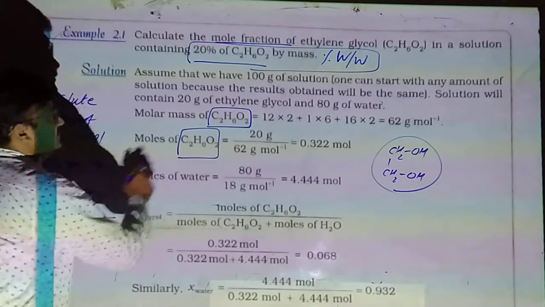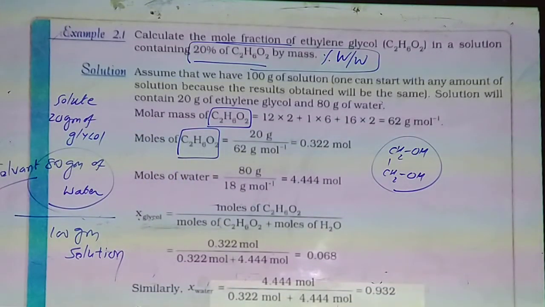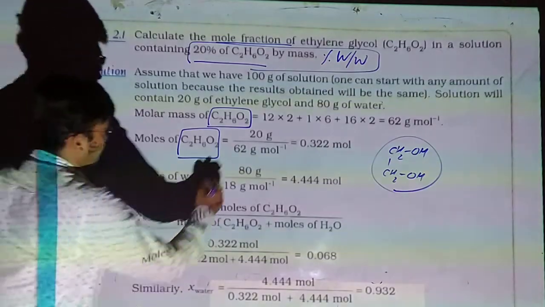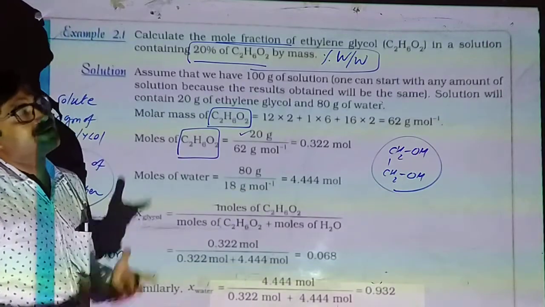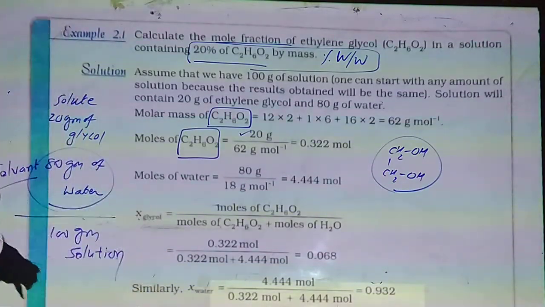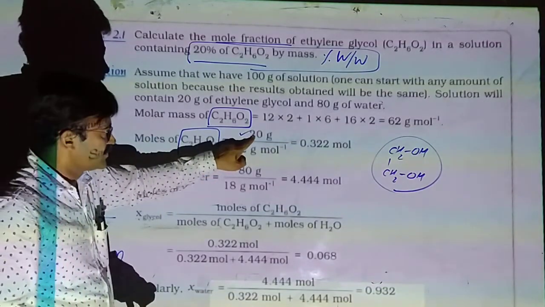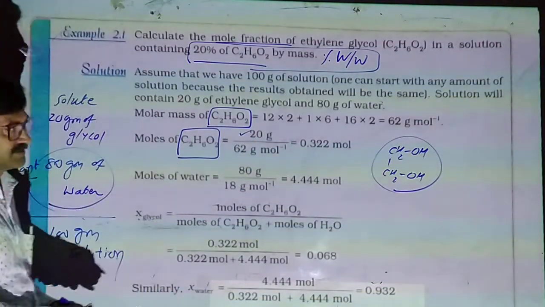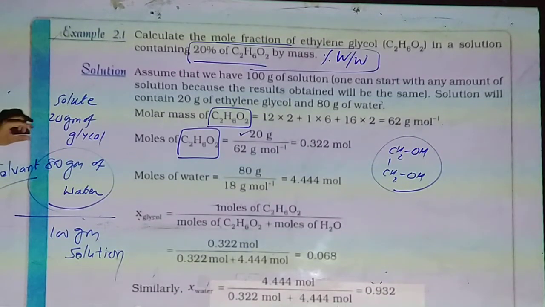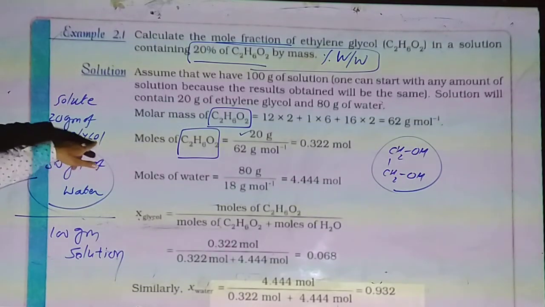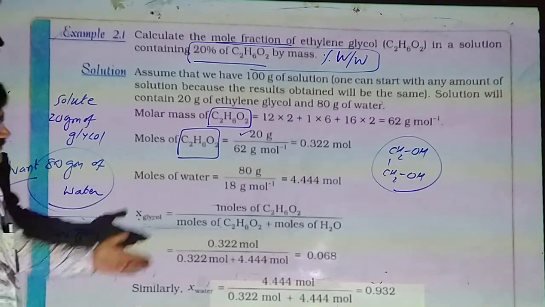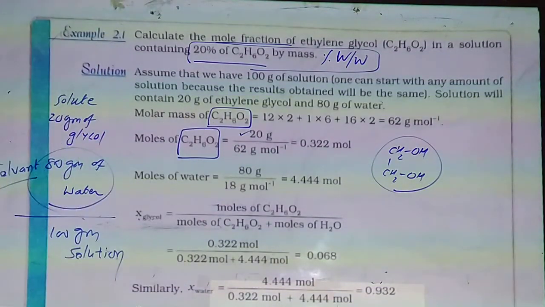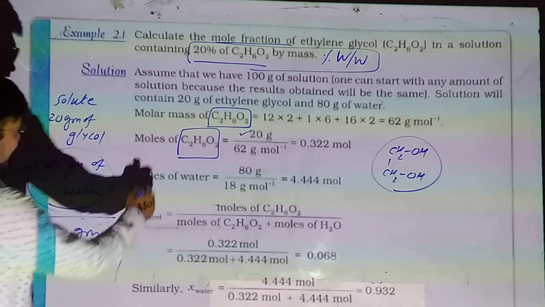Now the mole of ethylene glycol. This is the formula for getting mole. How can we get mole? Everybody knows mass upon molecular mass gives mole. So here the mass of our ethylene glycol, which we also call glycol, is 20 gram divided by 62, the molecular mass. So we get 0.322 mole of glycol.